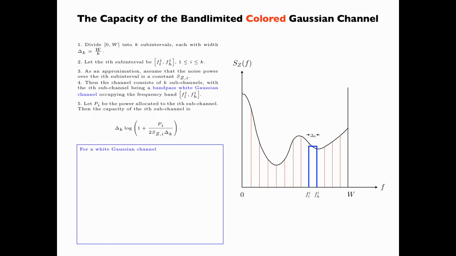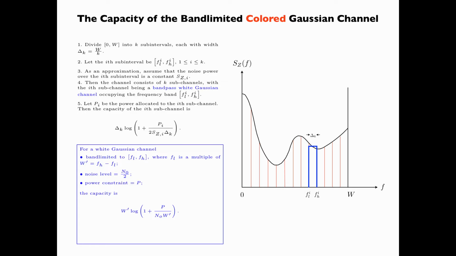For a white Gaussian channel, which is band limited to the interval [FL, FH], where FL is a multiple of the bandwidth W' = FH - FL, with noise level N0/2 and power constraint P, the capacity is W' log(1 + P/(N0 W')).